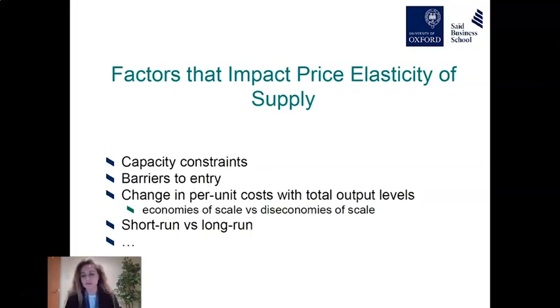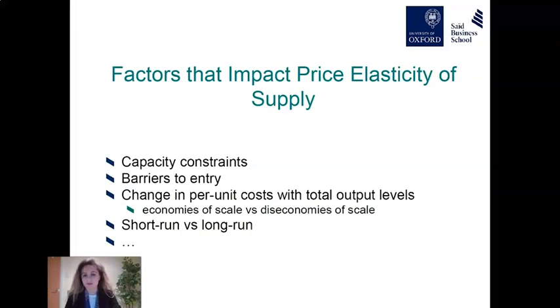A related idea is the barriers to entry. Again, let's consider a market with rising prices. Markets with rising prices will attract new players. And when new players come into the market, they will increase the supply. However, if there are barriers to entry, because the new players are not going to be able to come into the market as a response to that price increase, this will inherently reduce the price elasticity of supply.